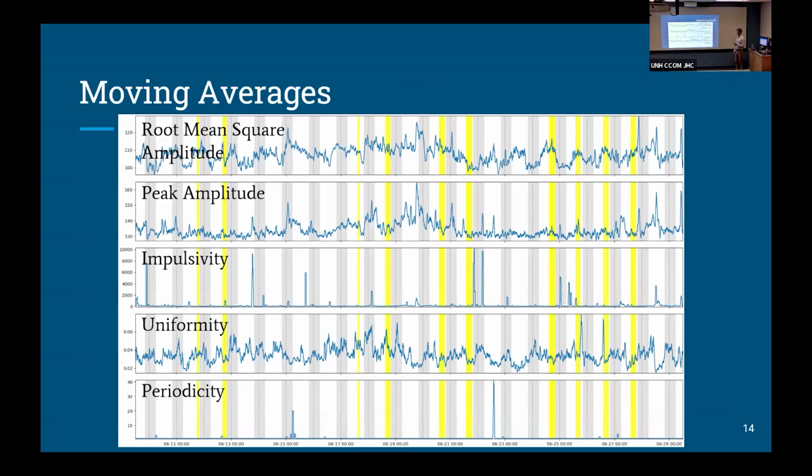Moving averages are one way to easily find patterns in long-term data sets: amplitude, impulsivity, uniformity, periodicity. What you're looking at right now is the data set from summer hydro, and each of these yellow bars is when the T51-R was in operation. If there were any immediate changes in the soundscape, you would see them lining up perfectly with these changes in the metrics. But you don't really see a whole lot of changes except in amplitude, which can be expected because that's essentially measuring the loudness of the soundscape, more or less.